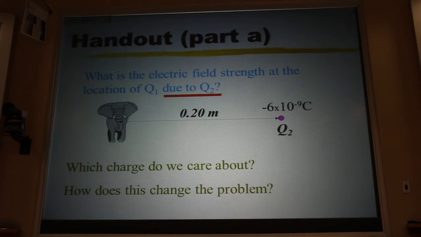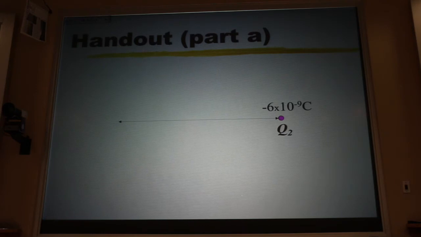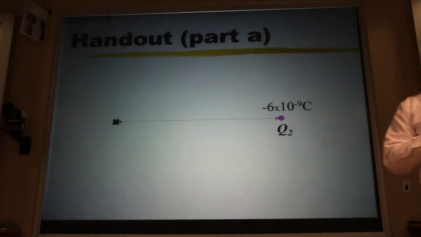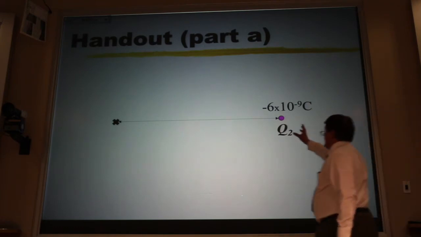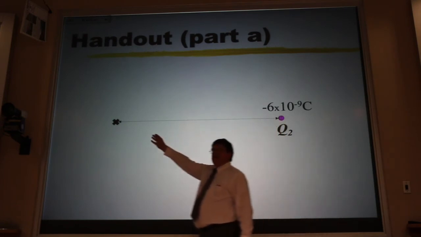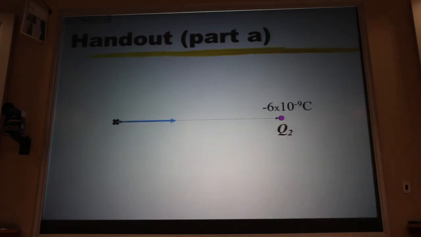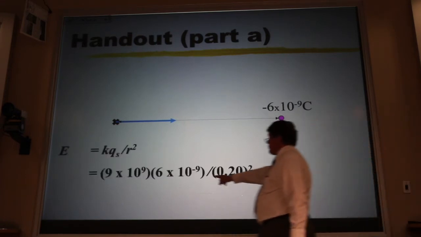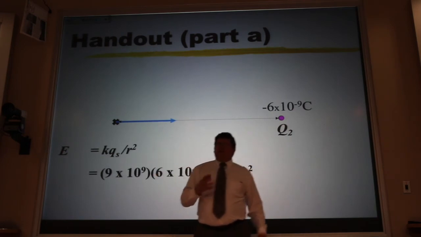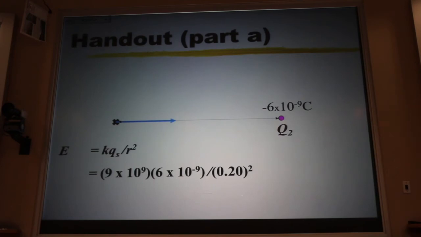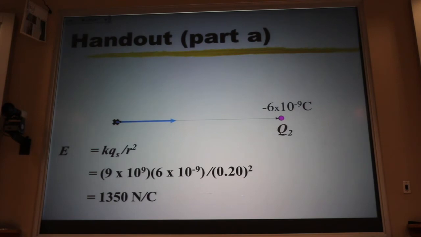Now, let's do that. Let's get rid of the elephant, get rid of Q1, and put an X there. The X again is just a placeholder, an address, a number on a mailbox. Now, if this is my source and it's a negative source, the electric field over here at the X is going to point what way? Towards the negative source. Okay? And the size is going to be given by Coulomb's law, where we plug in the charge as a positive value, because we already know the direction. We're looking for the magnitude. And what we get when we put that in our calculator is 1,350 newtons for each coulomb to the right.